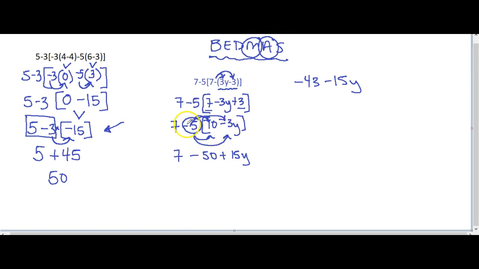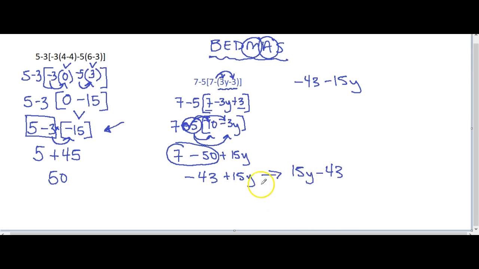I have a feeling that you didn't apply the negative to the 5, so you might have gone positive 5 times 10 to give you positive 50, and positive 5 times negative 3 to give you negative 15y, and hence the problem with your answer. Last thing I need to do is combine like terms, which in this case is 7 subtract 50, so I'm going to get negative 43 plus 15y.